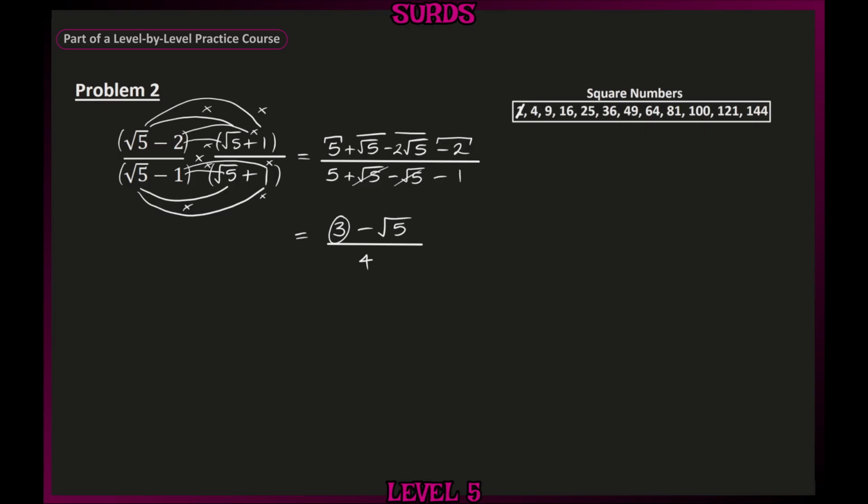Now since neither the 3 nor the minus 1, which is in front of the root 5, have common factors with 4, we can't simplify this fraction anymore. So 3 minus root 5 over 4 is our final answer to problem 2.